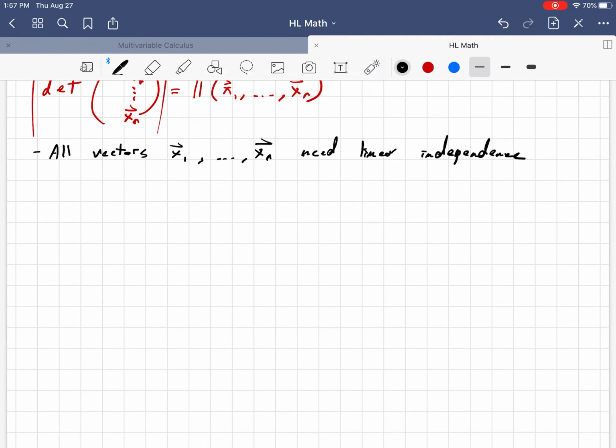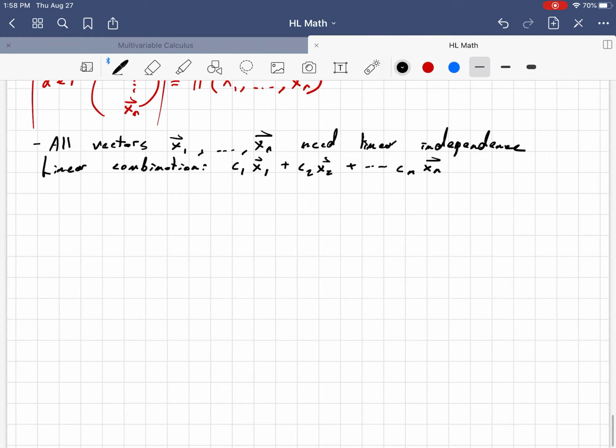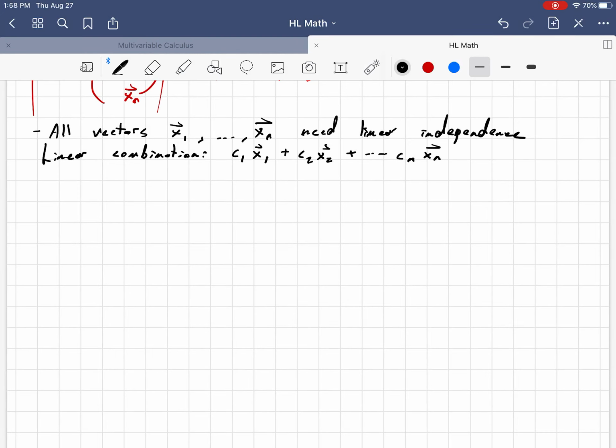So if you don't know what a linear combination is, this is kind of getting into linear algebra now. A linear combination of these n vectors would be of the form some constant c sub 1 times the vector x sub 1 plus another constant c sub 2 times the vector x sub 2 plus yada yada plus another constant times the nth vector, where at least one of those constants is non-zero.